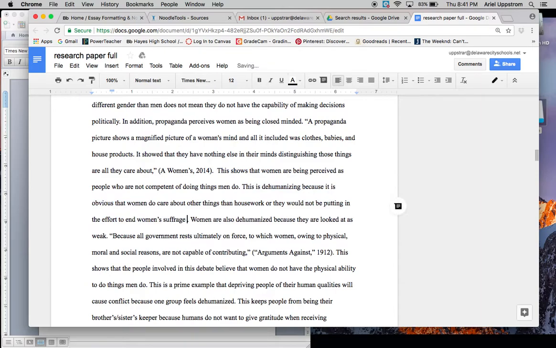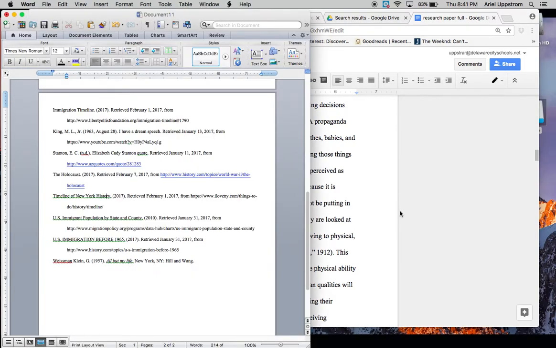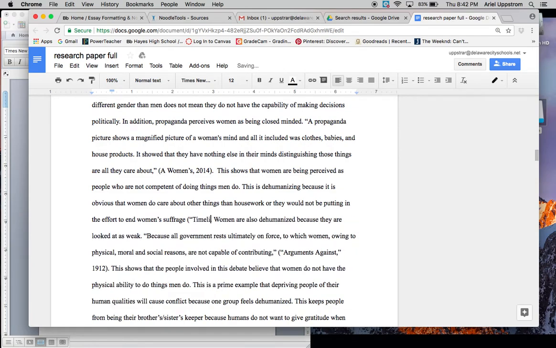Again, I put a space, parentheses. It's a shorter piece, so it's in quotation marks, is the title. Timeline of New York History. In APA, you use the title if it is a very, very long title, more than, I believe, 5 words, then you simply use the first 2 words in the title, because it should still direct you to the resource in the reference list. So, Timeline of New York History. Short enough, so I'm going to type that in.